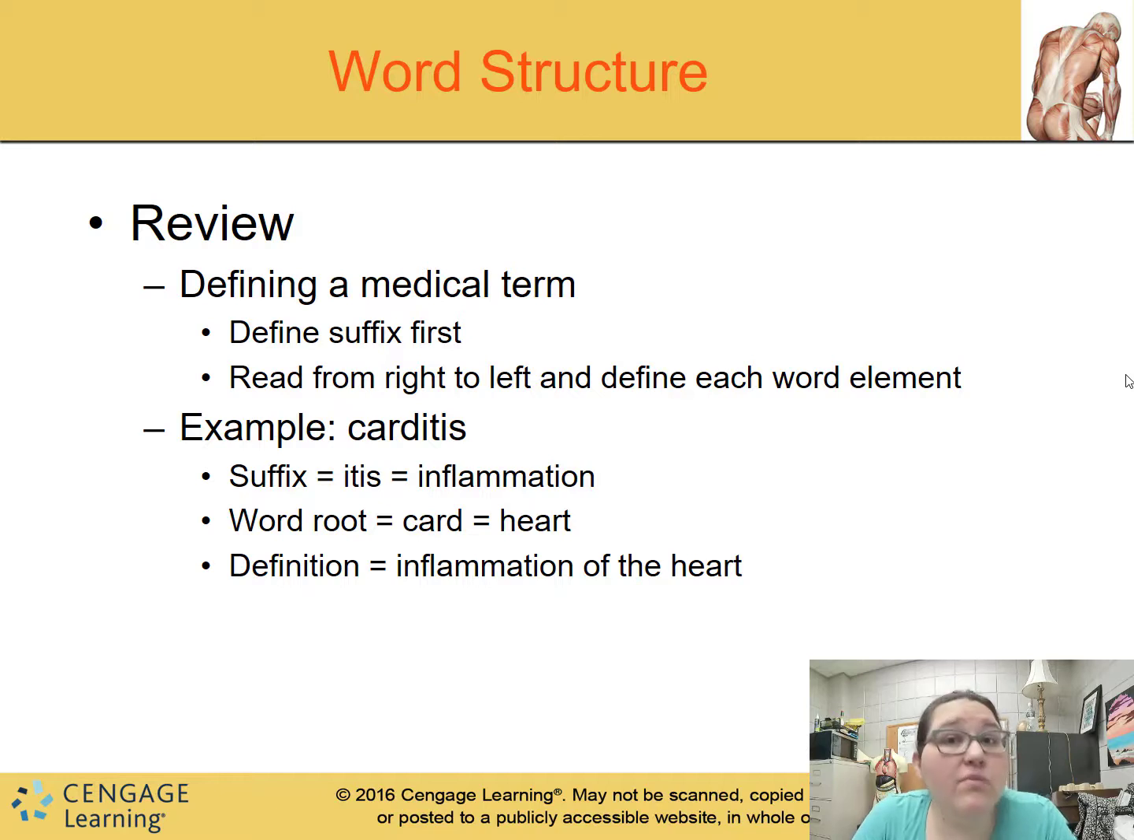Now there's another term you're going to see when we talk more about our prefixes. Pan. I've got a little fun way to remember that. Just think you put it all in the pan. Pan means all. So in this case, pan would go on the front. So we would define itis. Then we would go to the front and define pan. And then we would define card, which is heart.